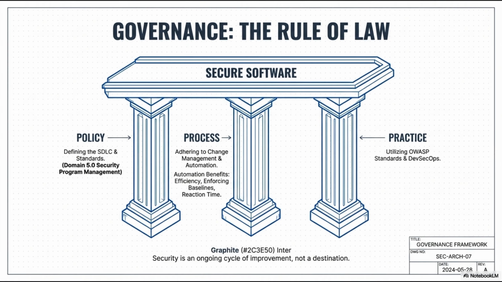Next, in the process, you're going to want to adhere to change management and automation. And the benefits of automation are efficiency, enforcing baselines, and reaction time. Then finally, in practice, you're going to want to utilize OWASP standards and DevSecOps. Now remember, security is an ongoing cycle of improvement, not a destination.